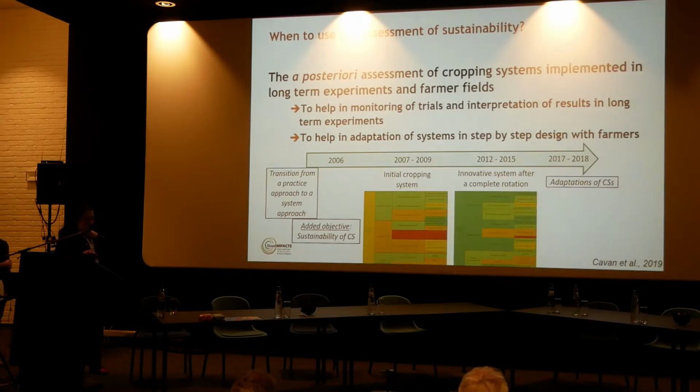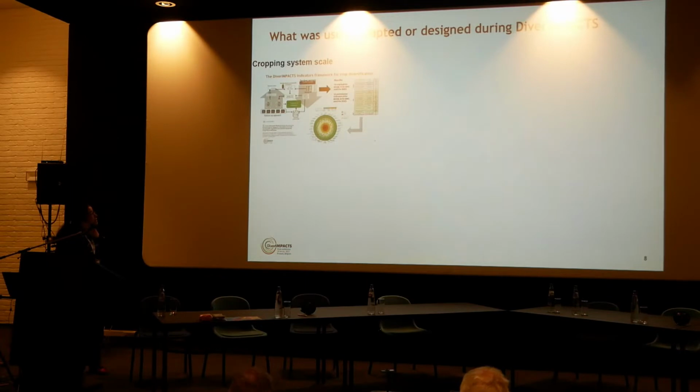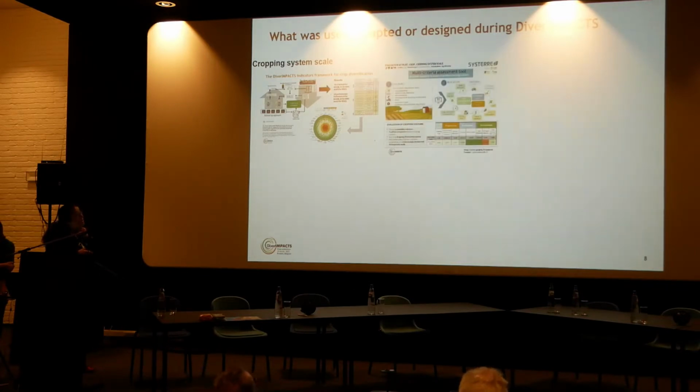Okay. So what we did during the project is that we have elaborated at the cropping system scale a minimal list of indicators to assess sustainability. That was calculated by a new information system called System, which was adapted for diversification and translated in English.